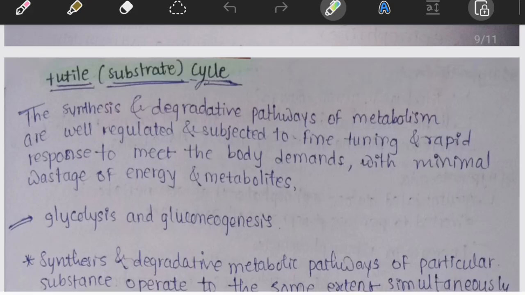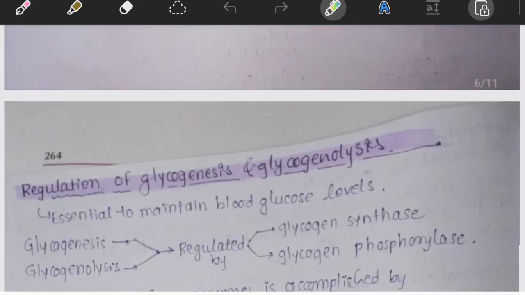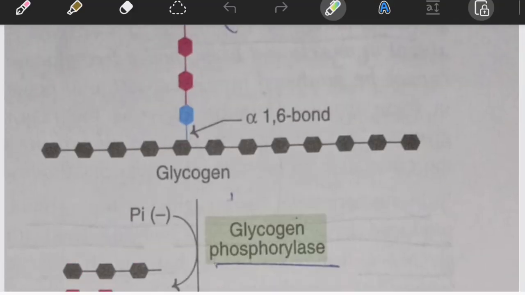And congratulations, you have now completed your entire chapter of glycogen metabolism: glycogen structure and functions, glycogenesis, glycogenolysis and regulation, and glycogen storage diseases.